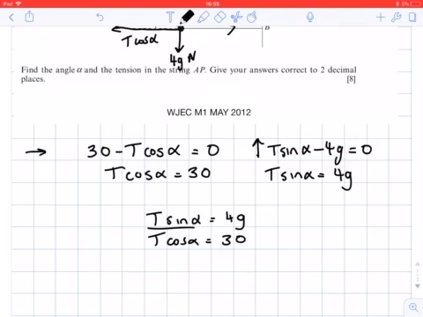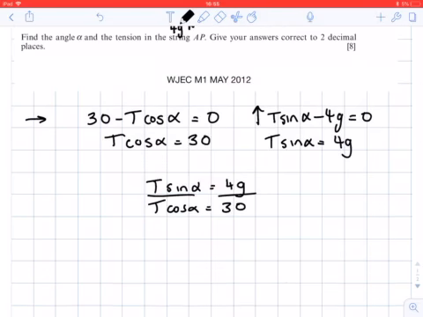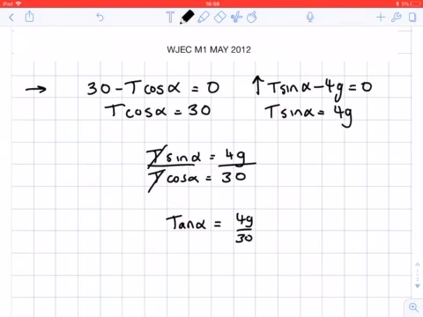If I divide both of these equations, I can see that the T's would cancel, and sine alpha over cos alpha, you should know, is tan alpha. So I'm left with tan alpha is 4g over 30. That means alpha is going to be the inverse tan of 4g over 30, which gives me an answer for alpha as being 52.57 degrees.